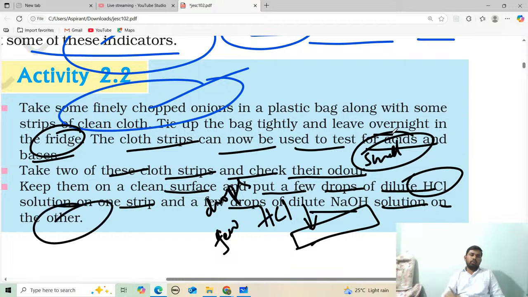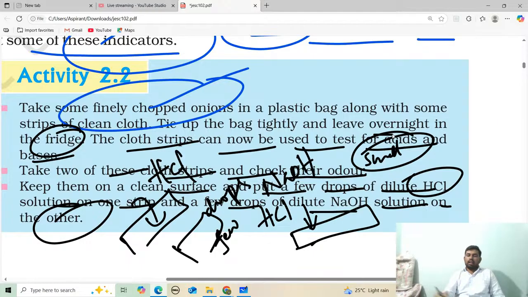So they are taking two cloth strips. On the first they are keeping HCl, on the second they are adding NaOH. They ask people to find out the smell. If it is acid, the smell remains the same. If it is base, the smell will disappear. In this way, they identify acids and bases based on odor.